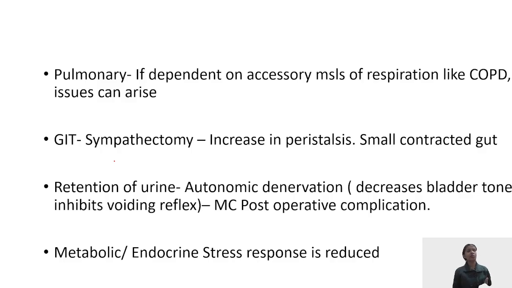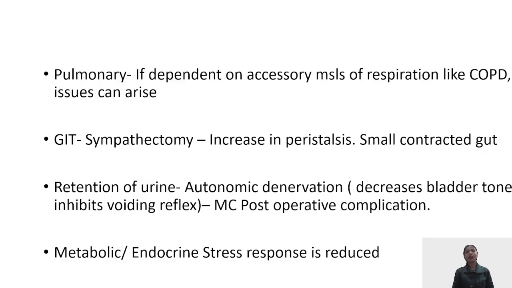The pulmonary complications only come when the level of the block is till the cervical nerves C3, C4, C5, that are the phrenic nerve, and that is generally in the cases of total spinal when the pulmonary complication occurs. Normally, there are no pulmonary complications, and in respiratory dysfunction, we generally prefer giving regional anesthesia unless we are not cautious about the level of the anesthesia that we have to maintain. GIT: sympathectomy is there, only parasympathetic dominance. So we have peristalsis that is increased. We have small contracted gut.